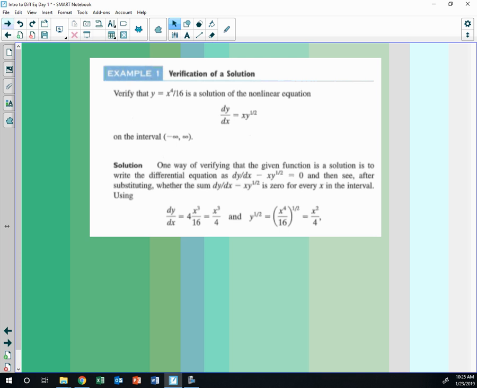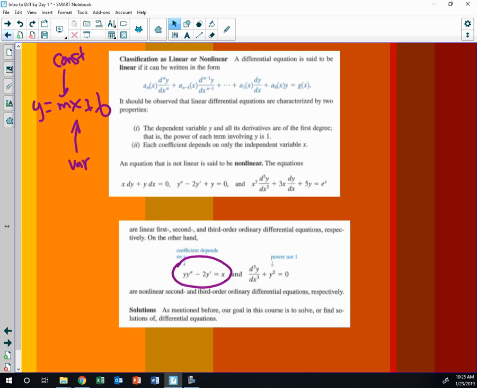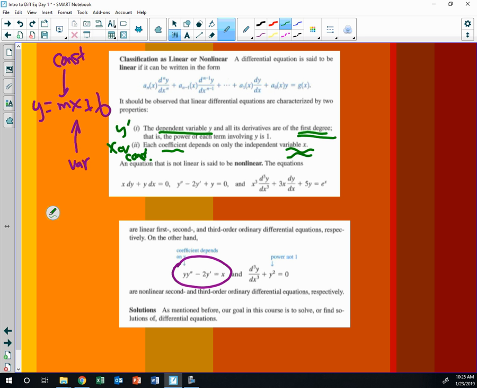So on this slide they have two things to think about to decide whether it's linear. Y is to the first power, so you can't have y squared, then it's nonlinear. The other is the coefficient has to be an x or a constant. And then y can only be to the first power. Can't be more than that. So these two would be nonlinear.